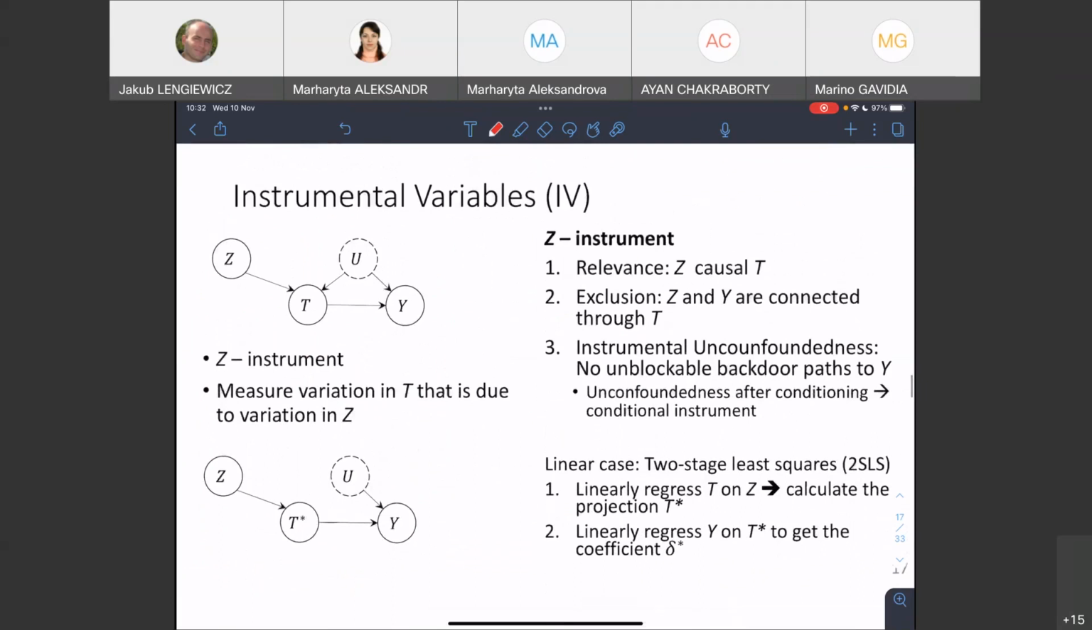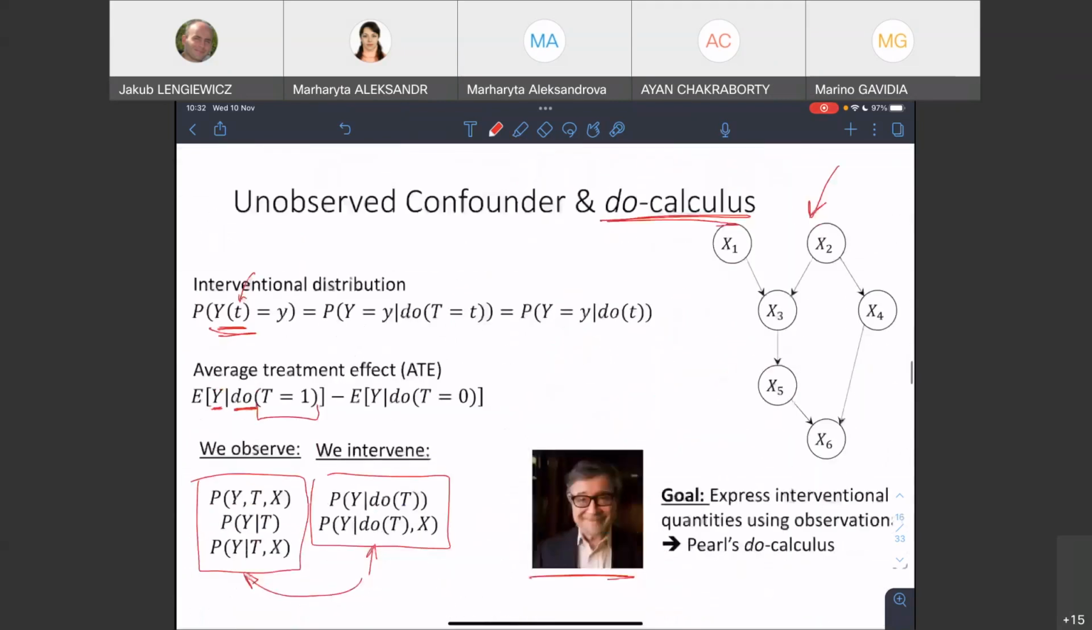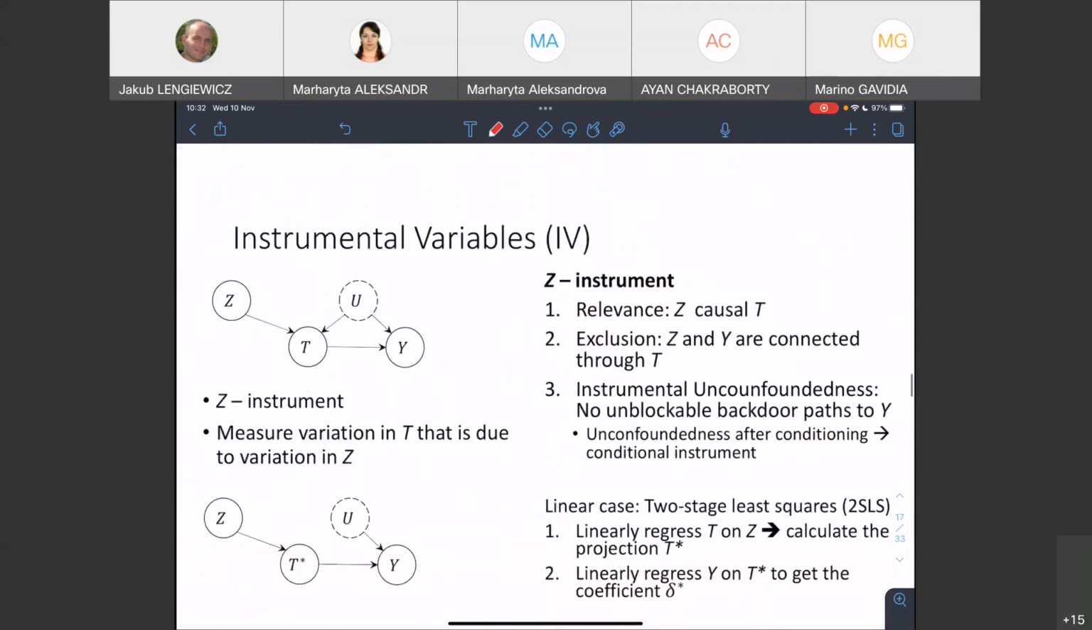As I announced, there are ways to overcome the unobserved confounder problem, and I will show you one of them, known as instrumental variables analysis. It can be used when we have a particular structure in our graph. We will also discuss it with a demonstration a little bit later.